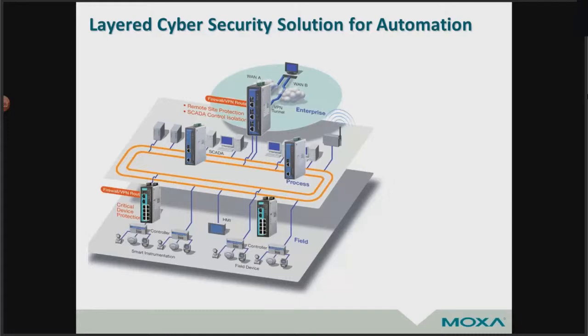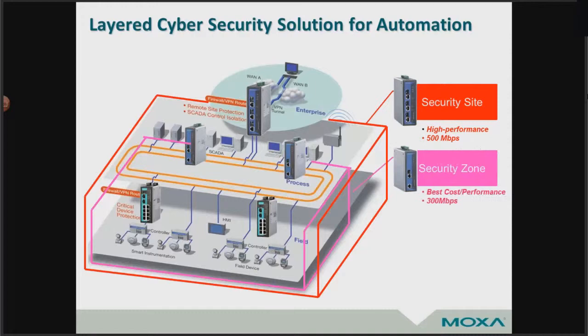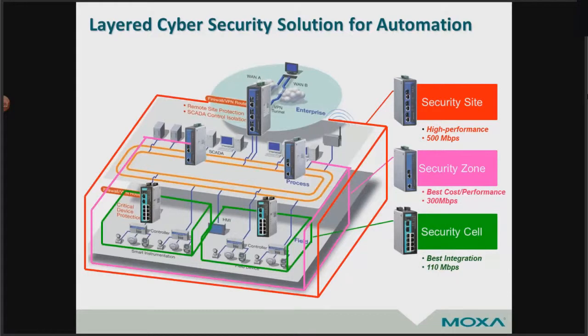So a layered solution would look something like this for an automation factory. You have your security site, which is an overall hierarchical type of protection. This is typically a firewall that's going to be installed at the edge point of your network before it goes out to the internet at large. Then beyond that, you can have what we call our security zone. So you can have all of the devices within a specific type of network included in that security zone. And then finally, for the edge devices, you can have what we call a security cell. This is where you can segregate different parts of your network into secure areas.